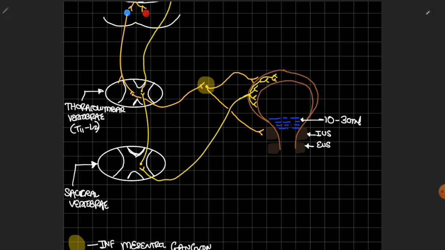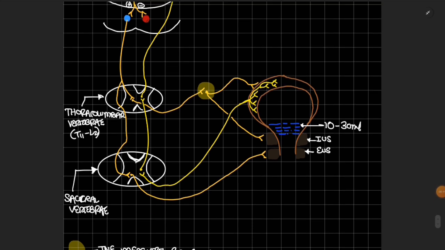Then one branch comes from this nerve itself, goes to the sacral vertebrae, synapses here, and then goes to the external urethral sphincter. So now it's time for discussing the actions.